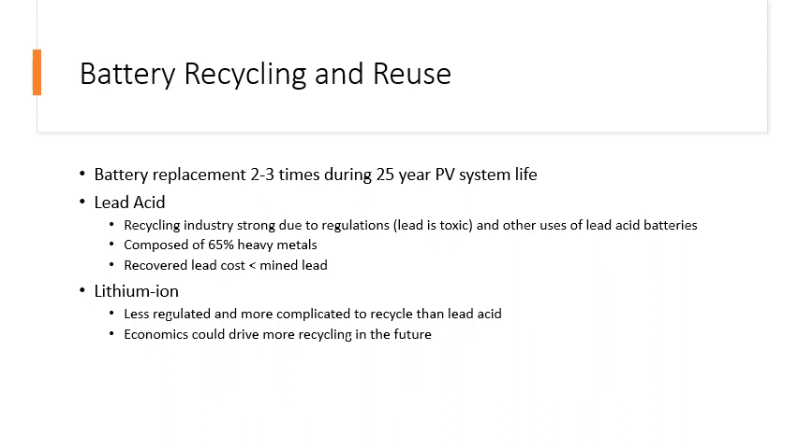So battery recycling and reuse. Like I said, battery replacement happens 2 to 3 times during the 25-year PV system lifetime. Lead acid is much easier to recycle due to regulations, with lead being toxic. That created a situation where industry has to recycle lead, not just in lead acid batteries. So that's a push. There are pathways to recycle lead, so it's easy to recycle those types of batteries. And 65% of a lead acid battery is heavy metals, including lead. So it's a lot easier to recover that than mine it, or a lot cheaper anyway.